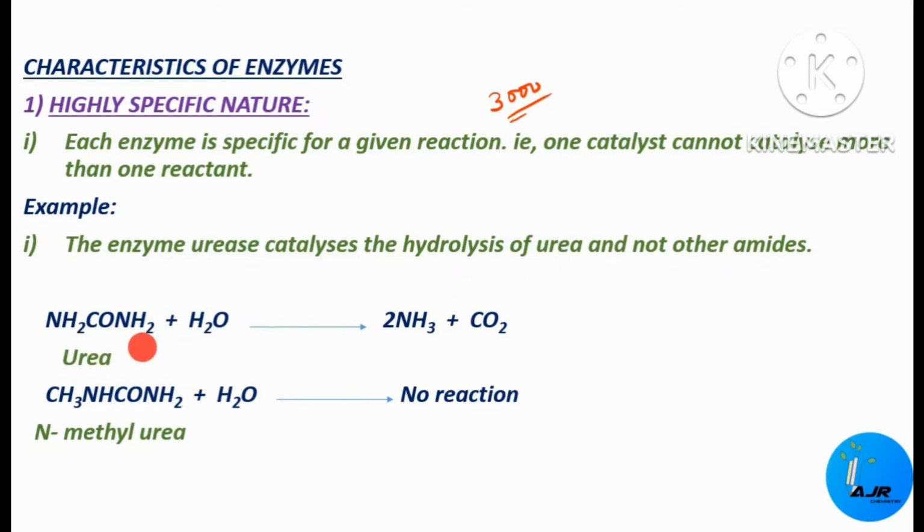Here, this is urea and it is hydrolyzed by urease. It is catalyzed and hydrolyzed to form ammonia. But if we use the same urease to hydrolyze N-methylurea, it is not possible. There will be no reaction taking place, since urease is very specific and can catalyze only urea and not the other amide.